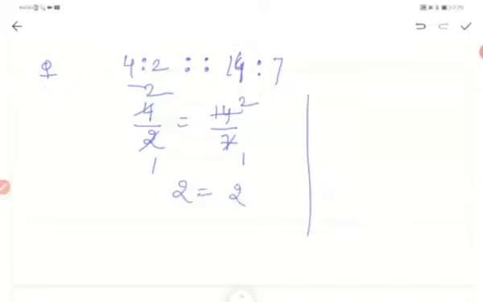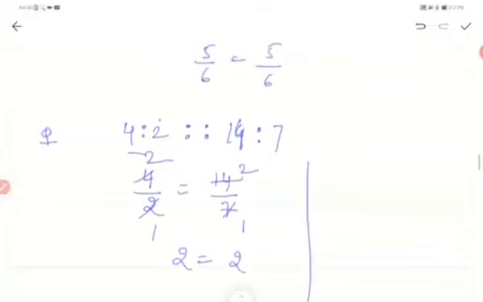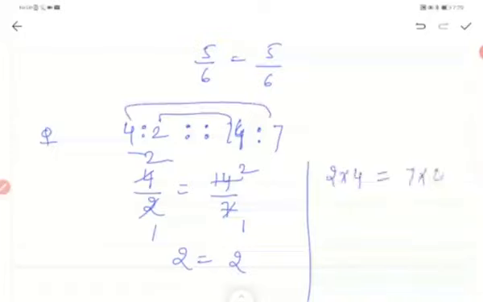Or the other method is, we take the product of middle terms and the product of extreme terms. They should be equal. So the product of means is 2 into 14. It should be equal to 7 into 4. Okay, so 14 into 2 is how much? It is 28. 7 4s is 28. Isn't it? They both are equal. So either you can take the product of means and it should equal the product of extremes, or you just divide.